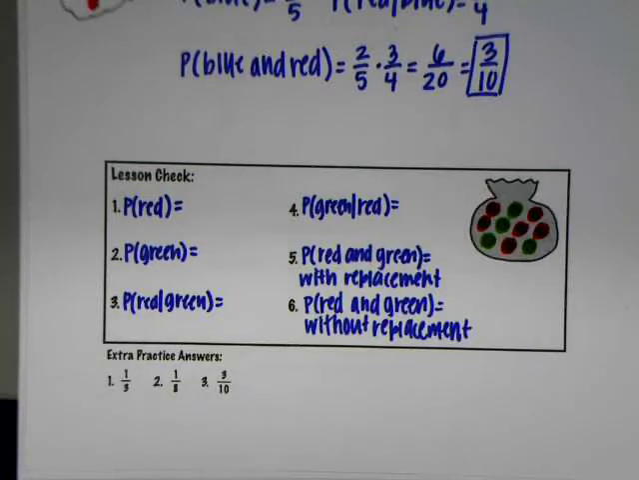That's like if you put the marble back after the first time or if you don't. With replacement is you do put it back, and then without replacement is you don't. But this is a lot like what the test questions for this look like, so I'd pay close attention.